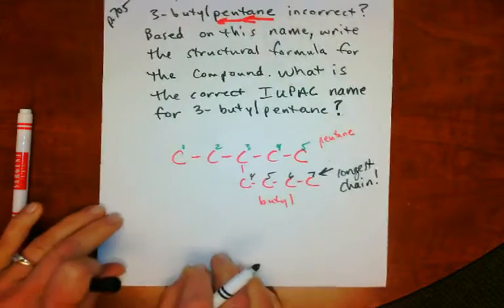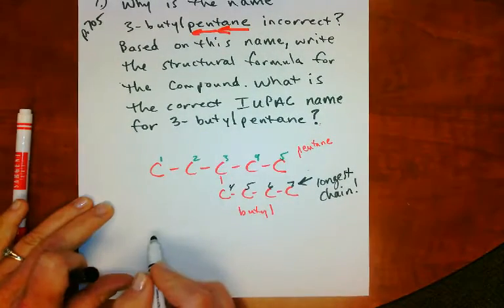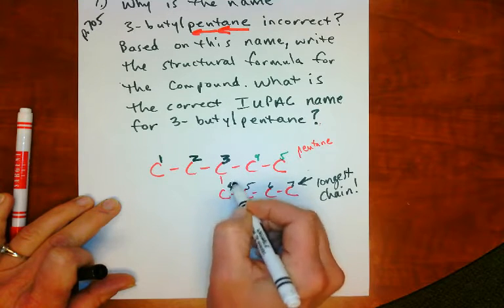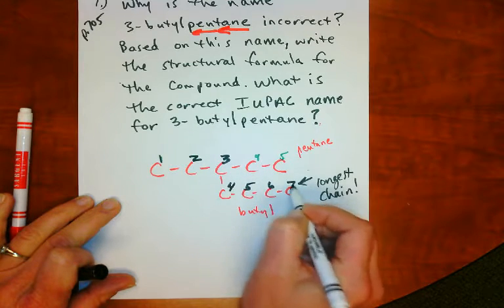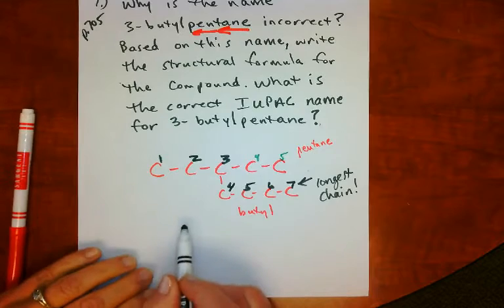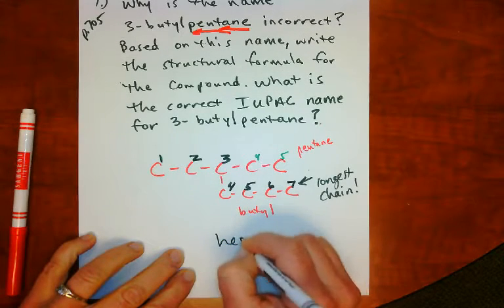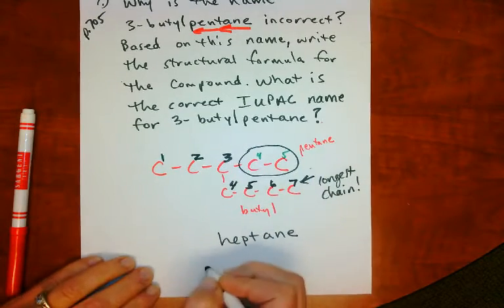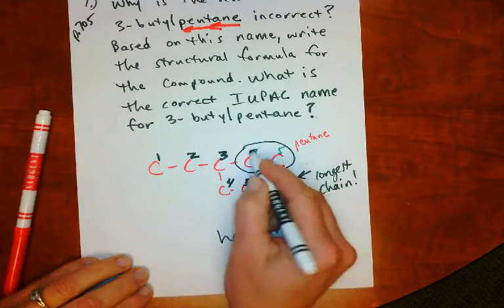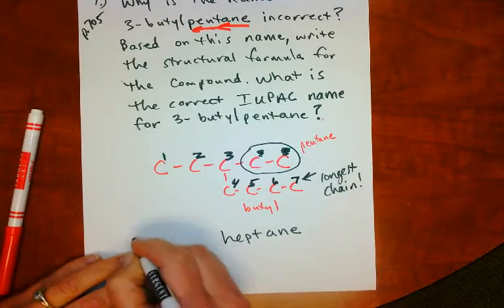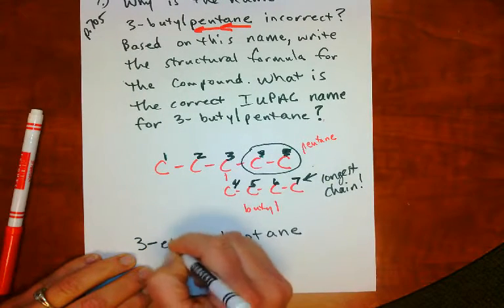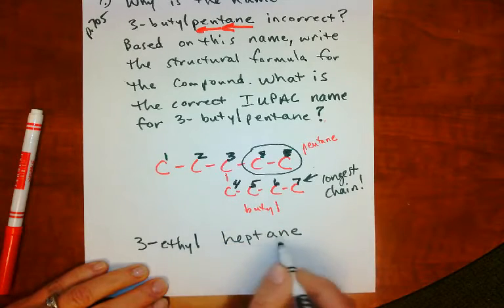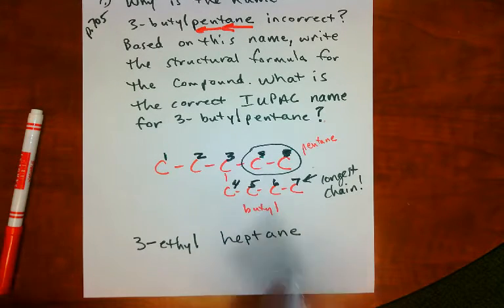Okay, so the new name for this one, because it asks what's the correct name for it, I'm going to go down here. I'm going to go 1, 2, 3, 4, 5, 6, 7, longest chain. And then I'm going to call this one heptane. And then this little group hanging off, I have a 2-carbon group hanging off of number 3. So these don't count. So I'm going to have 3, and this little 2-carbon group is an ethyl group. So I have 3-ethylheptane. That's its real name. So that's the second part of the question.